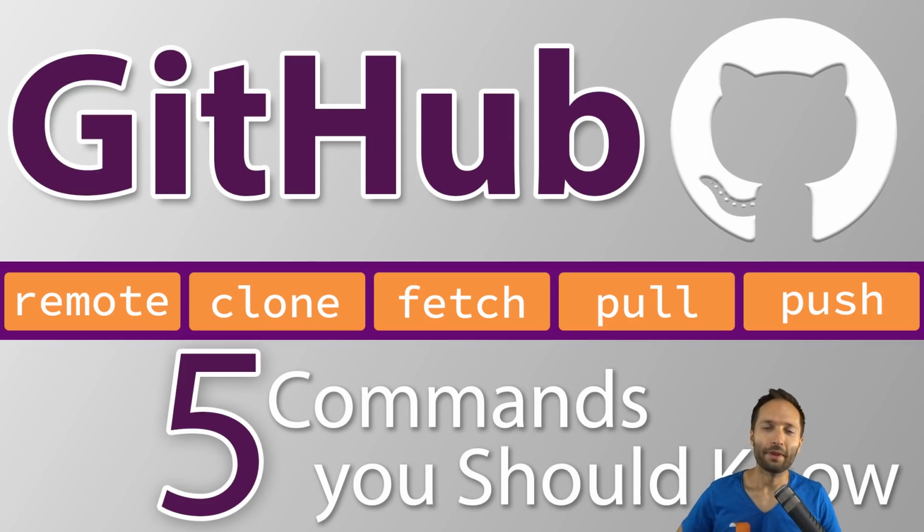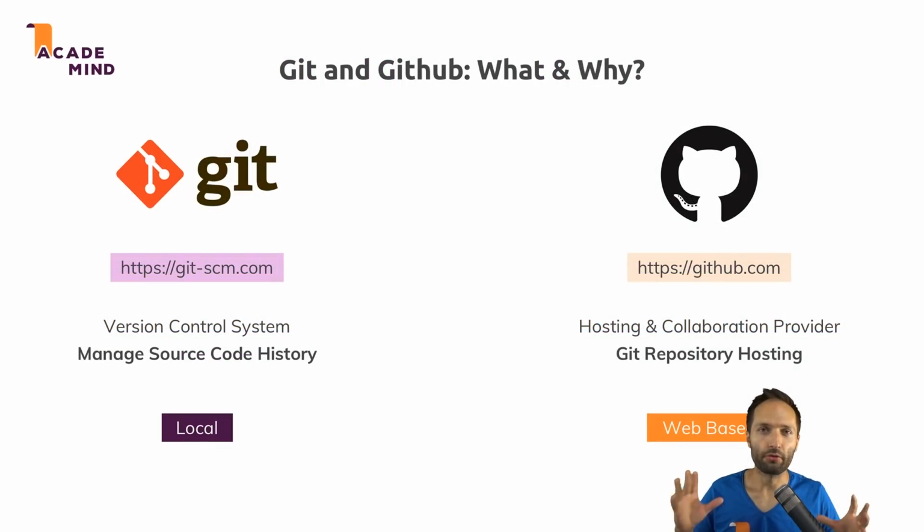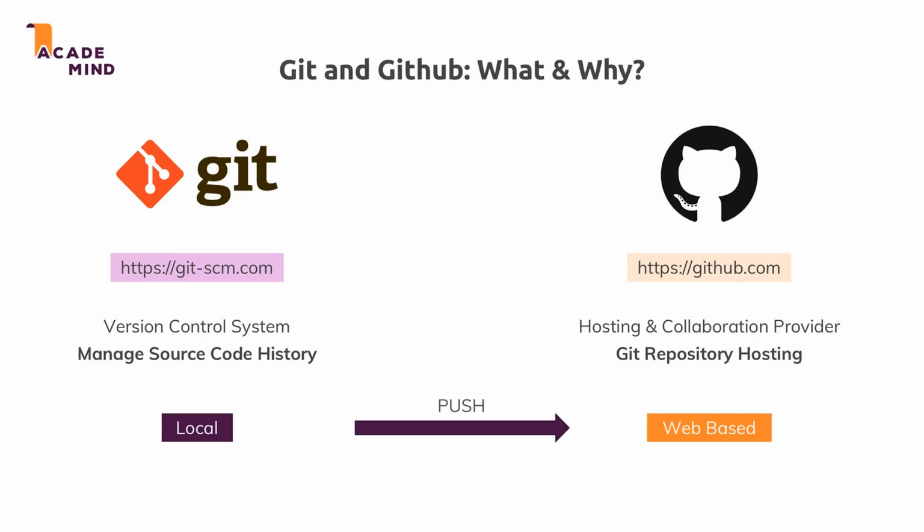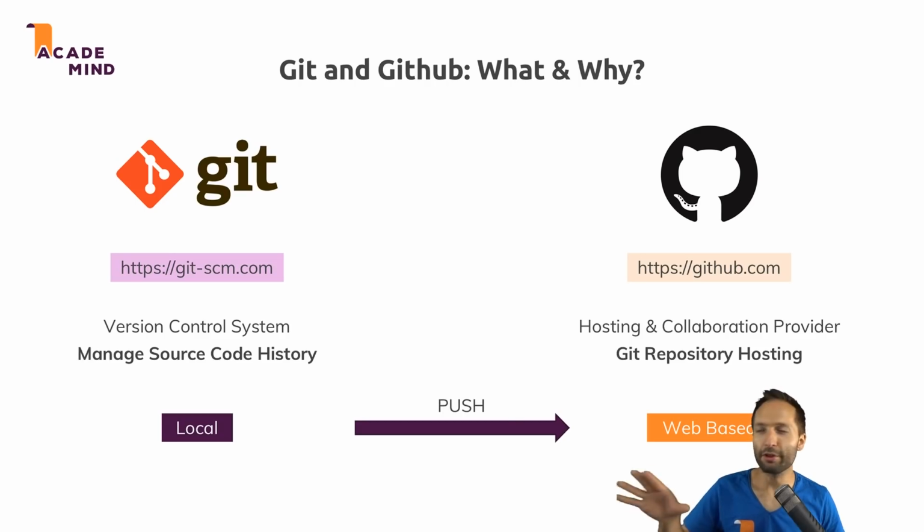Welcome to this video. We talked about Git already, which allowed us to control different versions of our code locally on our machine. In this video, it's time to bring our code to the cloud. So basically, we will push our code from our local repository to a web-based, to a remote repository. And for that, we will use GitHub. Now, let's find out how this works.